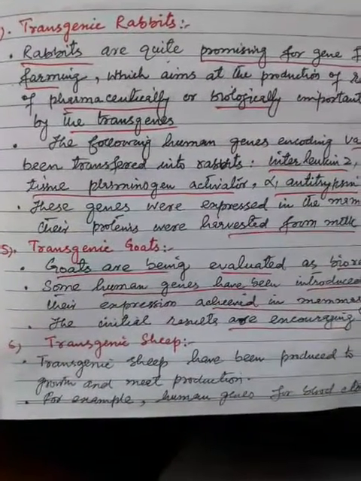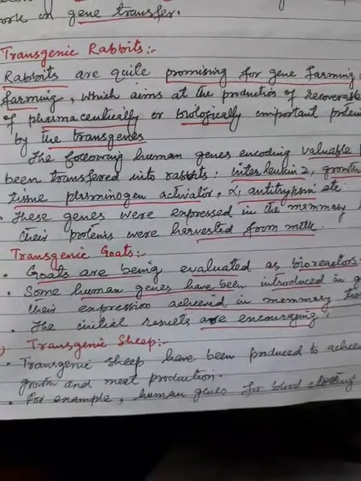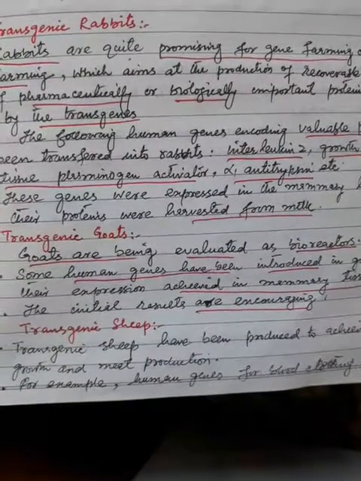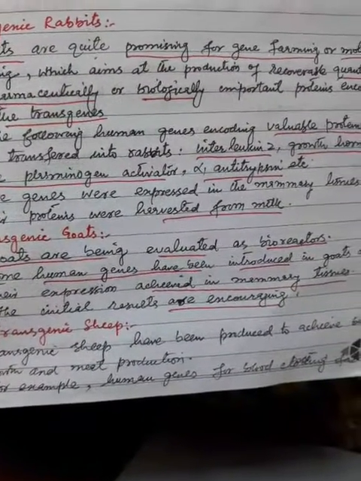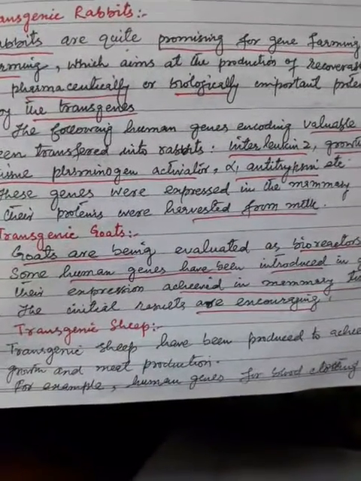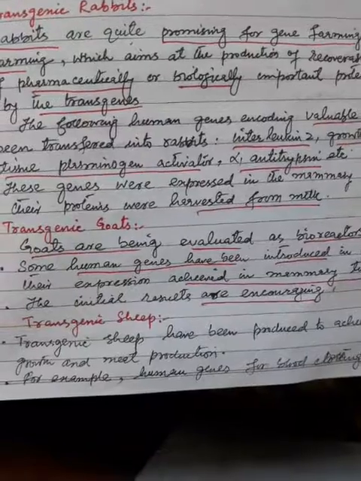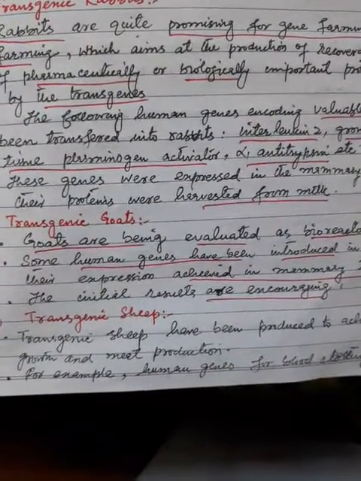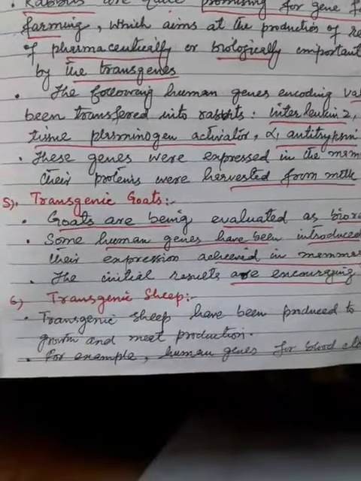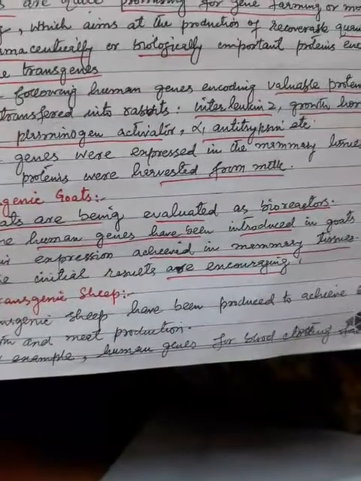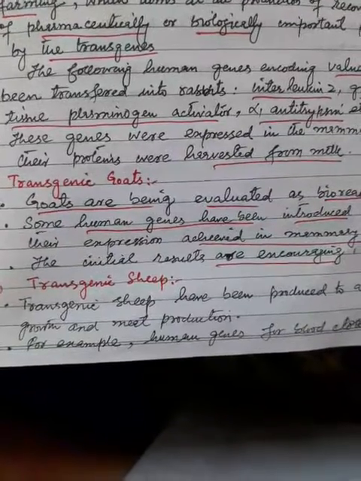Now, transgenic goats. Goats are being evaluated as bioreactors. Some human genes have been introduced into goats and their expression achieved in mammary tissues. The initial results are encouraging. Now, transgenic sheep. Transgenic sheep have been produced to achieve better growth and meat production.